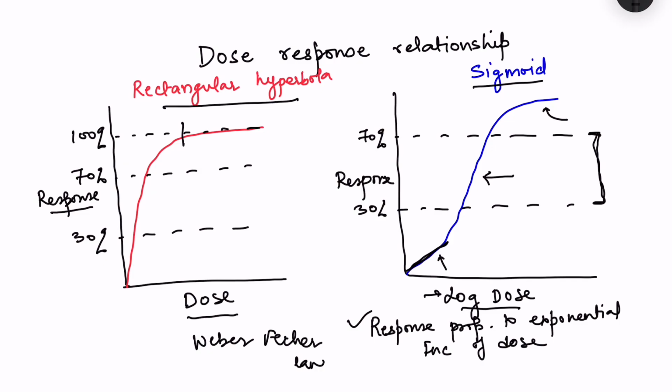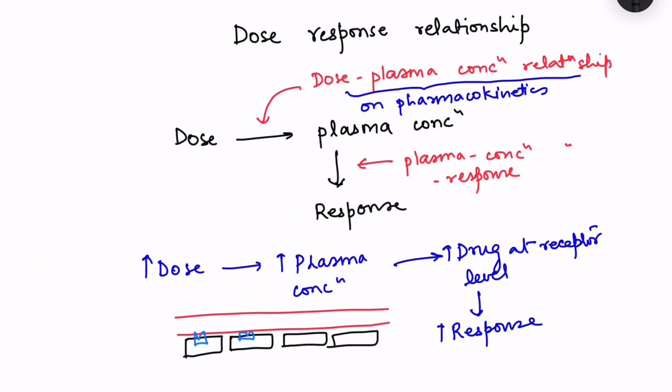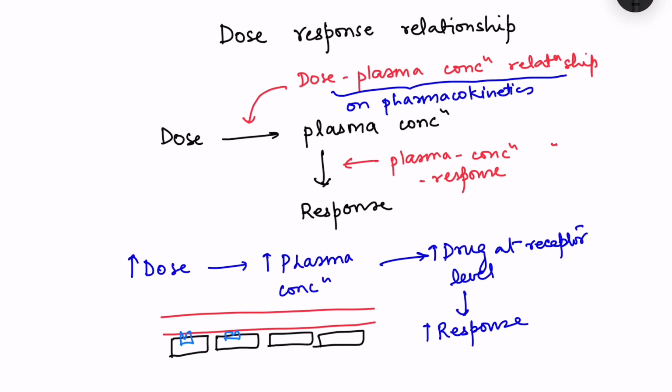Okay. Now, before we proceed, remember when we talk about dose-response relationship, basically there are two aspects in this. When a dose is given, there will be an increase in the plasma concentration of the drug. So there is a dose-plasma concentration relationship, and then based on whatever the plasma concentration of the drug is, we will get a response. So there is a plasma concentration response relationship.